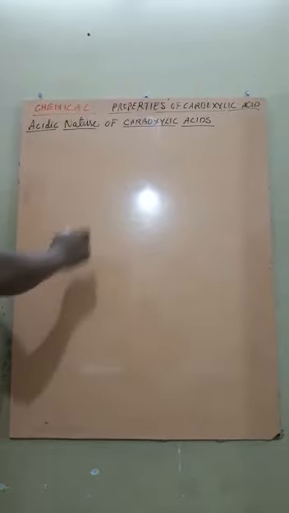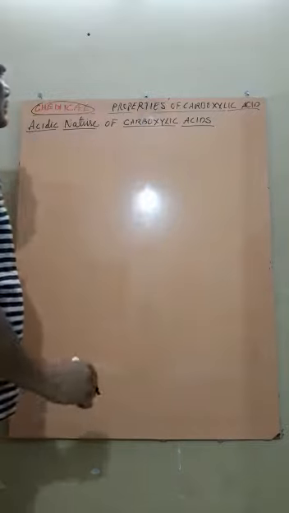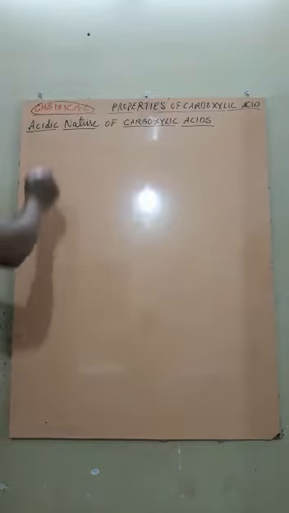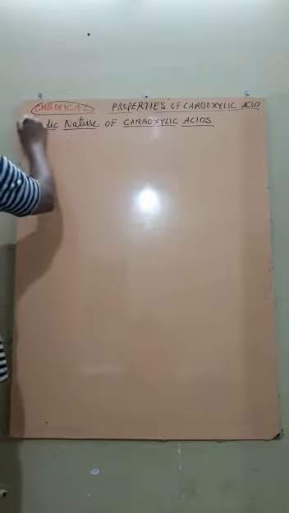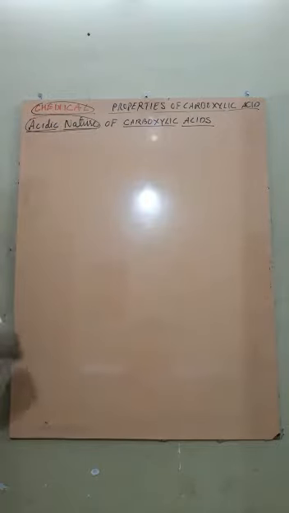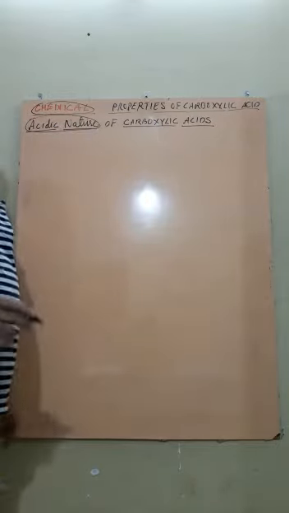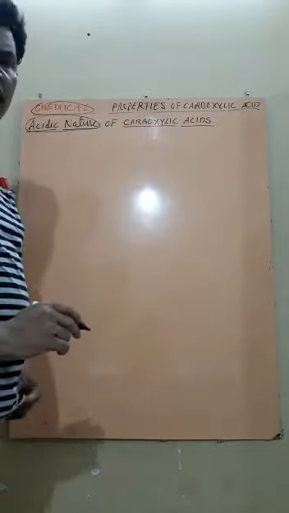Yes, student, the next content is chemical properties of carboxylic acids. As the name suggests, the whole compound name is carboxylic acid, that is, it is simply acidic in nature. Now, what is the reason for the acidic nature of carboxylic acid?